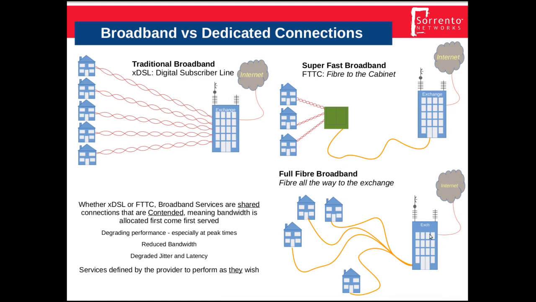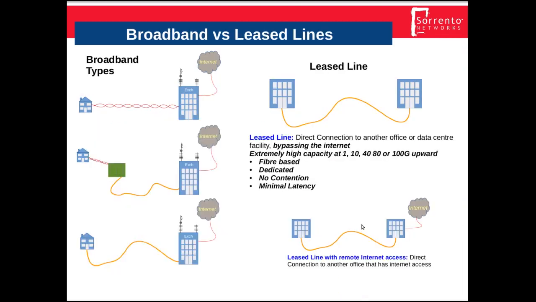So there's always going to be a bottleneck somewhere in that equation, and it merely is a question of where that is. And the effect of that bottleneck is to degrade performance, especially at peak times, reducing the bandwidth, and also degrading jitter and latency performance, which is a serious issue depending on what kind of service you're trying to deliver. But of course the service that's being delivered is defined by the service provider to perform as they wish it to do. And that's the crucial thing about all three of these types of broadband connections.